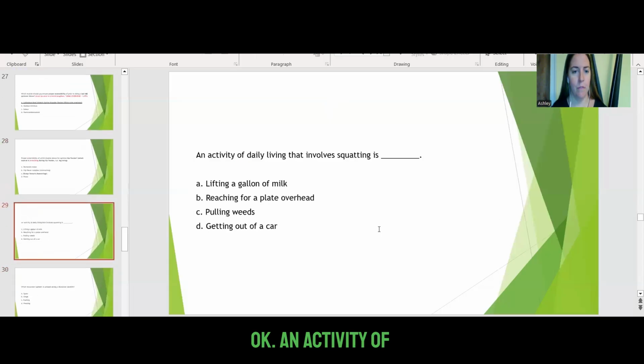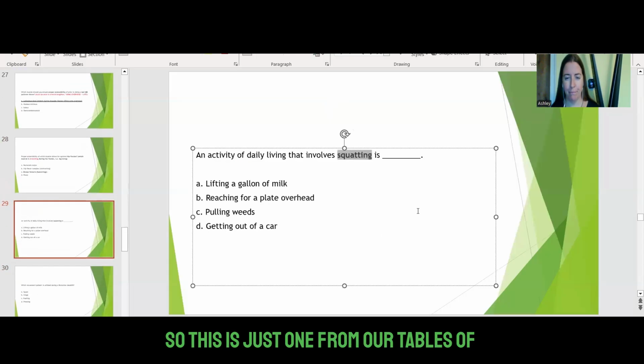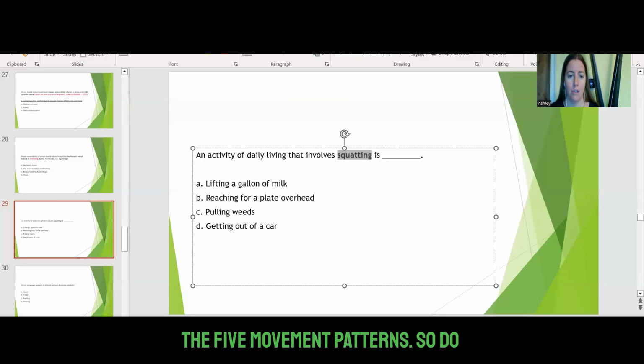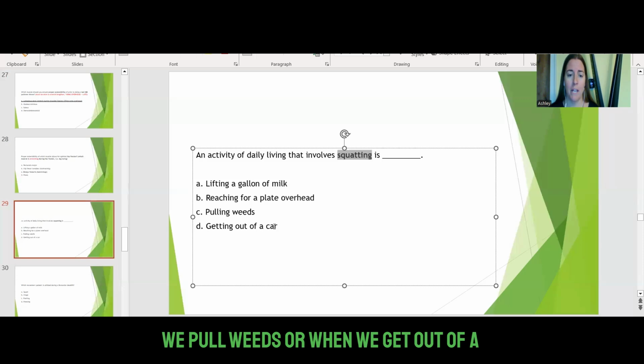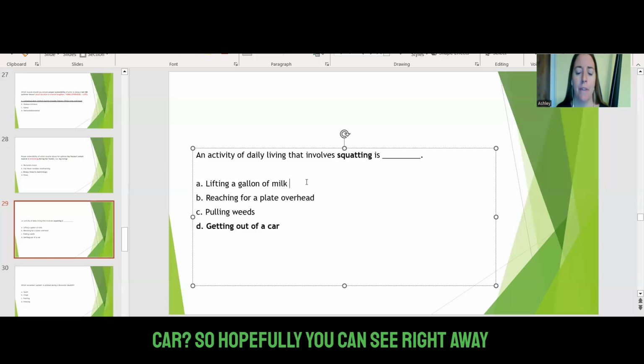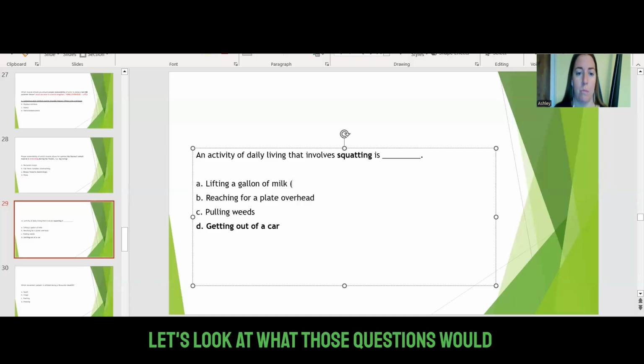Okay. An activity of daily living that involves squatting is, so this is just one from our tables of the 5 movement patterns. So do we squat when we lift a gallon of milk, when we reach for a plate overhead, when we pull weeds, or when we get out of a car? So hopefully you can see right away that it's D. But if we had the others, let's look at what those questions would be.